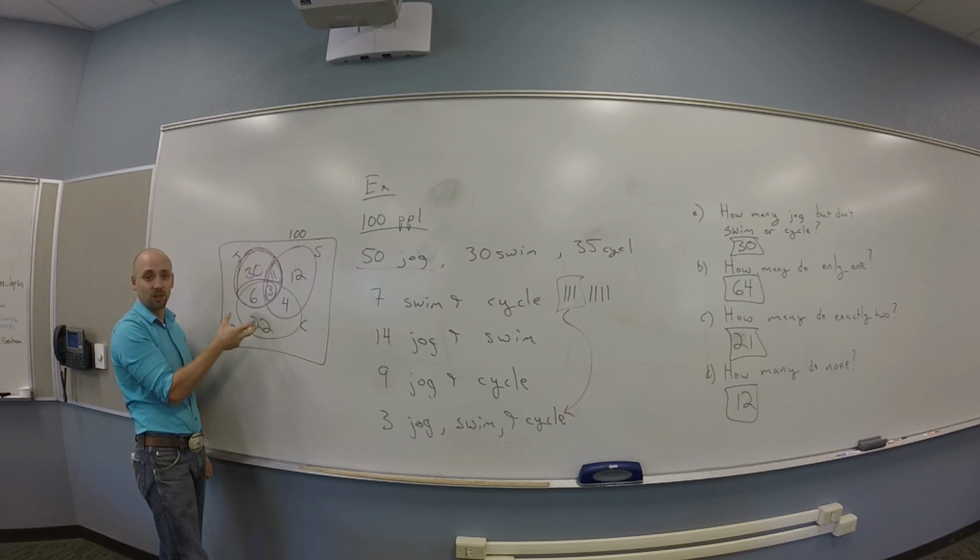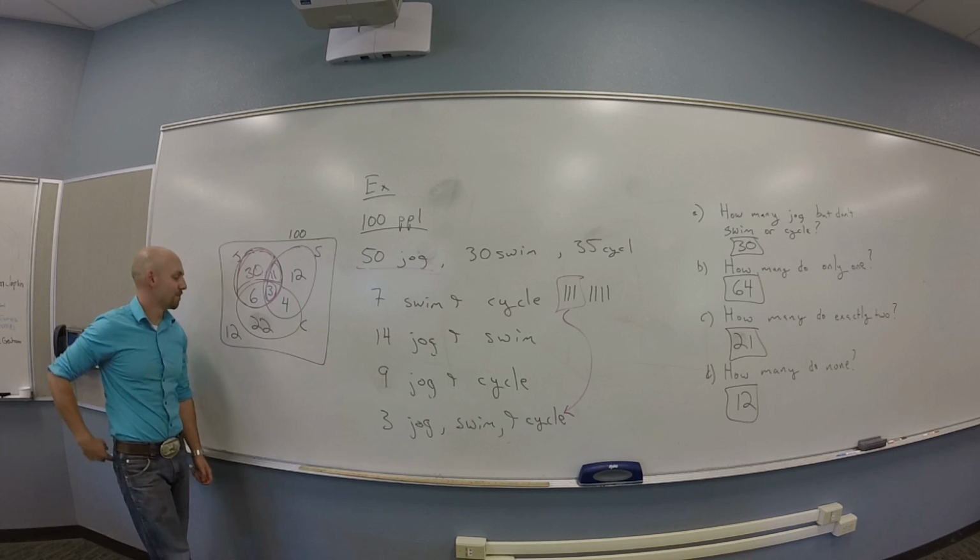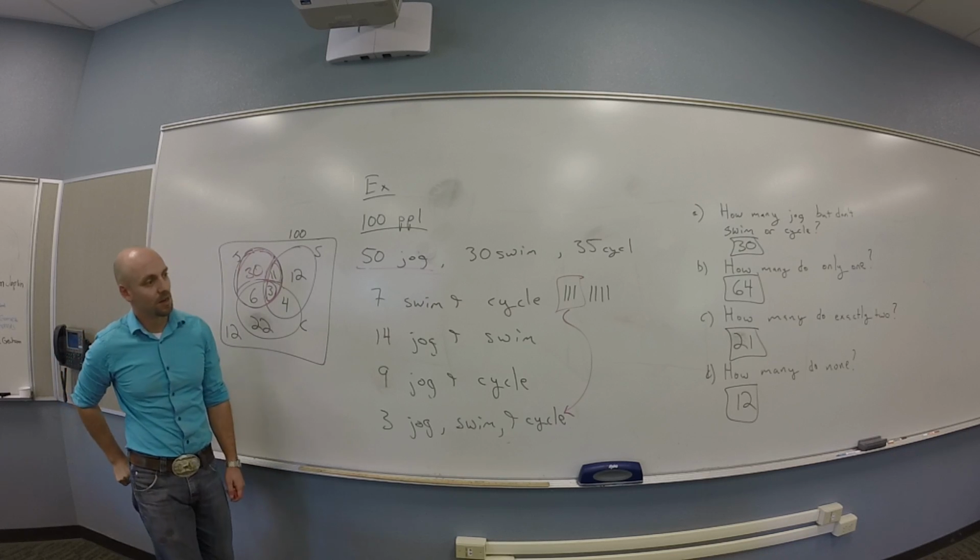These disjoint sets are a little funny, because this one is the people who jog but don't do any of the other activities. This one is the people who jog and swim but don't cycle. So each one is very specifically pegged. Any questions about this?